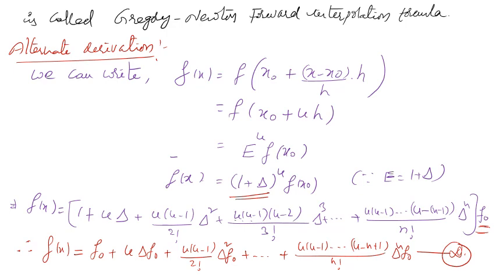This is also Newton's Gregory forward interpolation formula, where u equal to x minus x0 by h. Remember this, u equal to x minus x0 by h. Now this is forward. For the next one, backward: Gregory Newton backward difference interpolation.